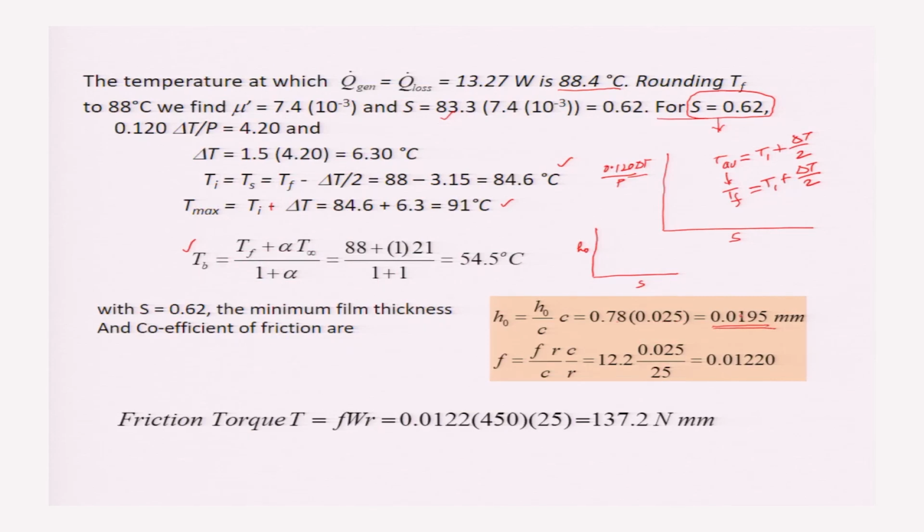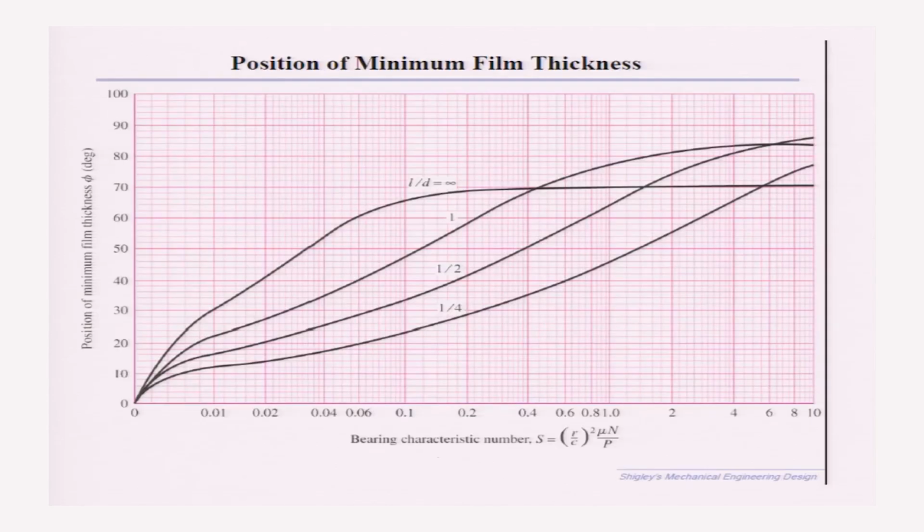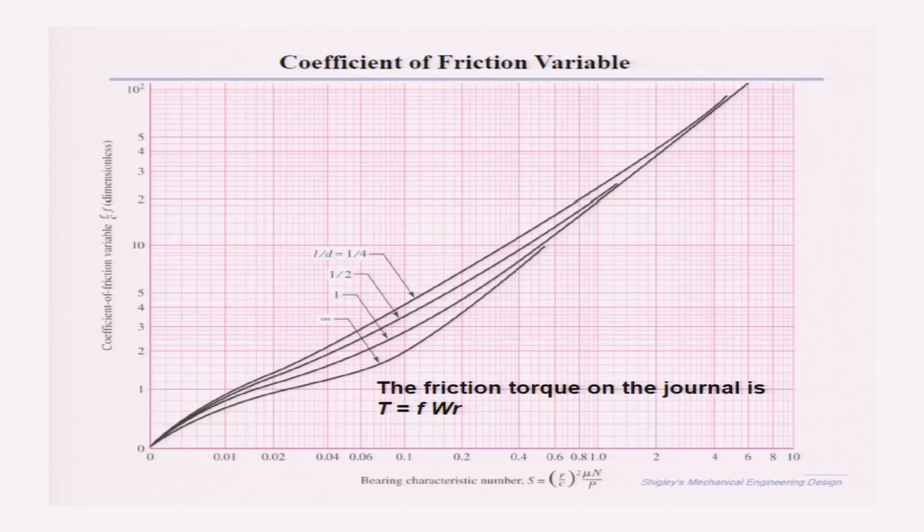Now what is the minimum value of this H0 as per the Trumpler? It is given in terms of the radius of the journal, so we have to check it. Then the position of the minimum film thickness, corresponding to this 0.6 and 1, you will get. So these graphs are there which will give you the different values.